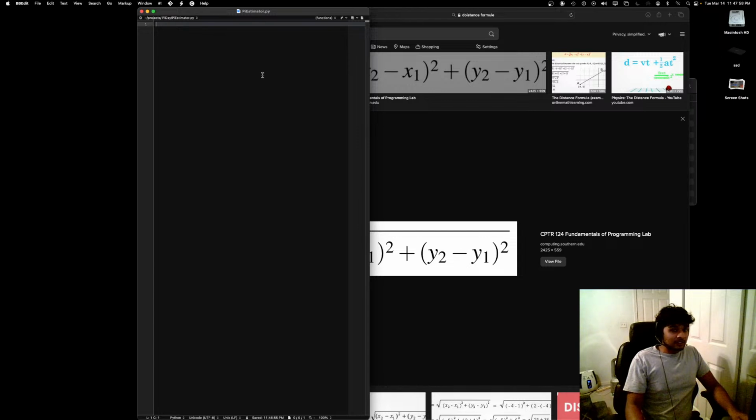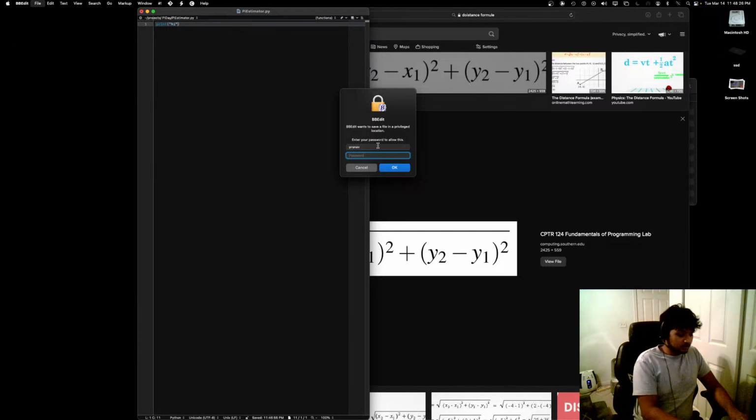How do I write Python code? I'm forgetting. Print. Obviously, I want to make it writable. Print hi. Hi. Okay, let's try to get this. What is going on right now? Where is this file saved?